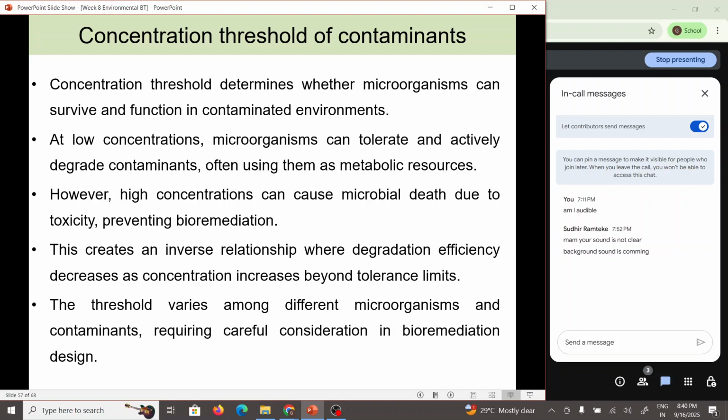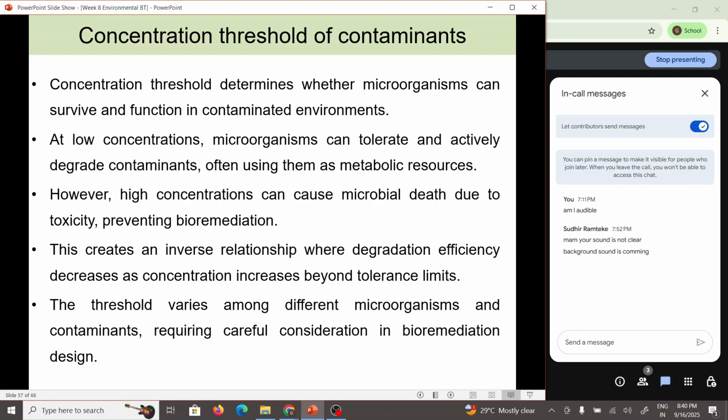A 10 milligram per liter concentration of that antibiotic may be toxic for organism A, whereas it is a tolerable limit for organism B. Organism B has a toxicity level for that antibiotic only above 30 milligram per liter concentration. This is one case, so this is microorganism dependent.